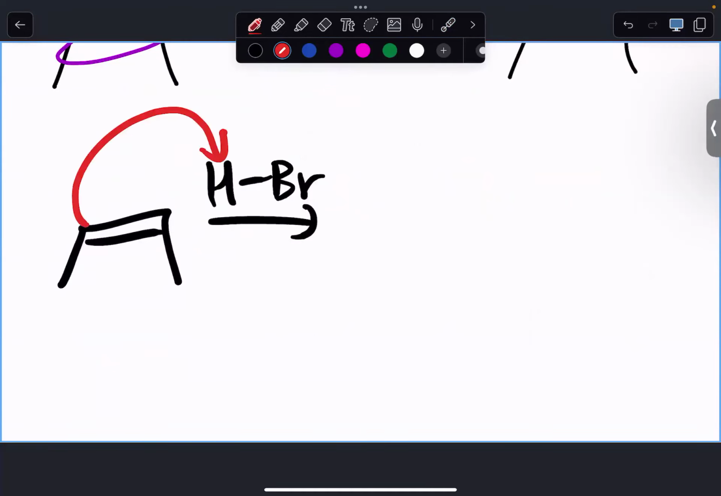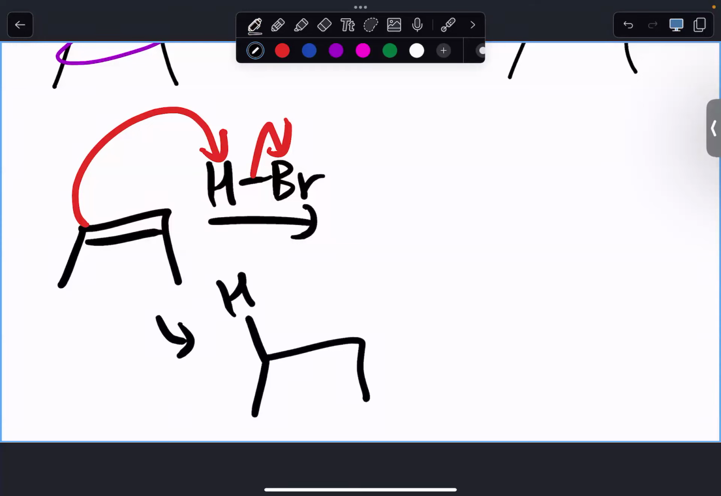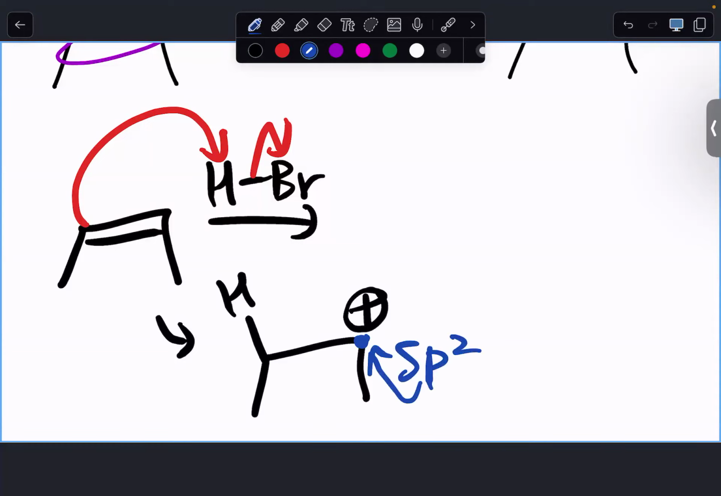Yeah, the double bond attacks H, and in this case it doesn't matter because both carbons are equally substituted. Kick out the Br, and we get H here. This carbon here lost the bond, so that carbon there gained the positive charge. What is the hybridization of that? sp2, that's right. And sp2, we know they are flat and planar, right?